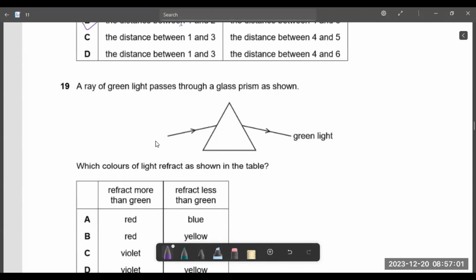A ray of green light passes through a glass prism. Which colors of light refract as shown in the table? So here we can see the green light. VIBGYOR. So in this VIBGYOR, the violet will be deviated most. This will be most deviated. And red will be least deviated.